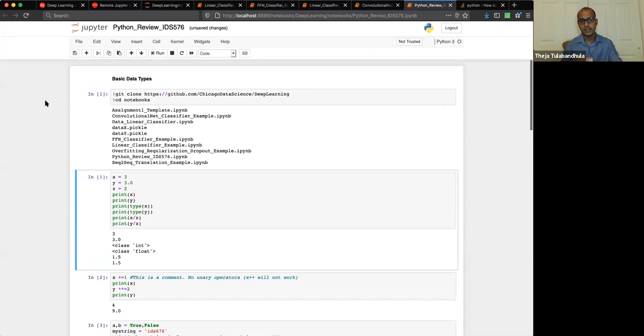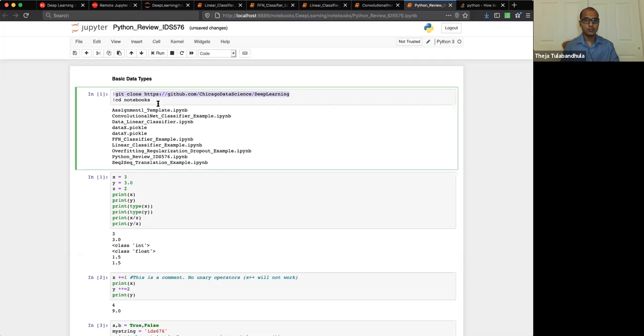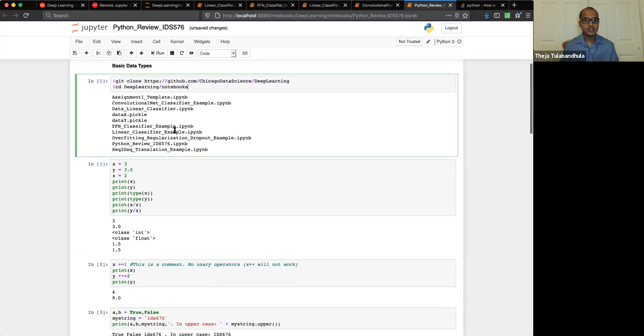As I was saying, I just opened the Python review notebook. You can get to this notebook by cloning the repository, and then going into the notebooks directory. So cd into the deep learning folder and the notebooks directory, and you'll see a bunch of notebooks. You can just open Python review.